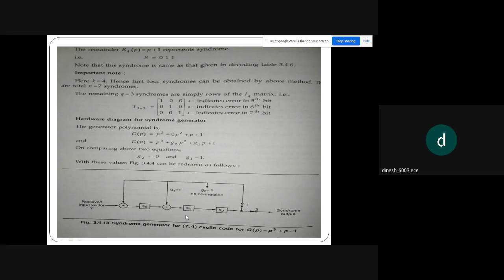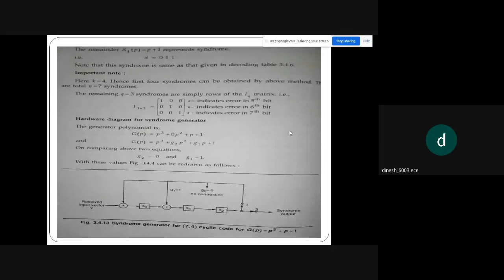As we have drawn the diagram in syndrome generation, this is the syndrome generator for the 7, 4 cyclic code with generating polynomial p3 plus p plus 1. So this is the required syndrome generator.